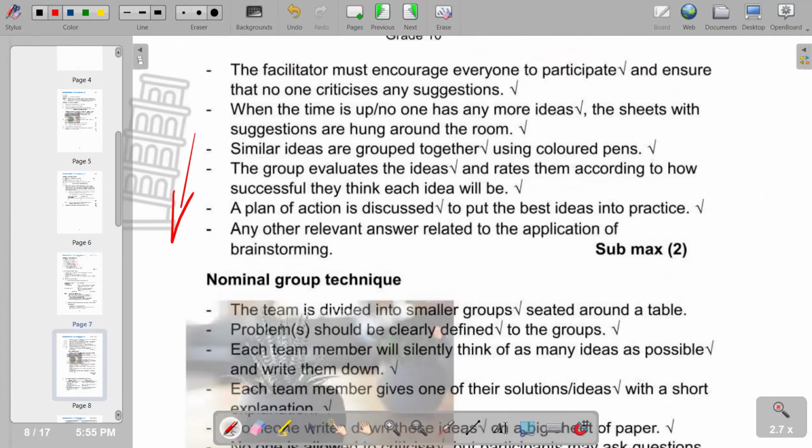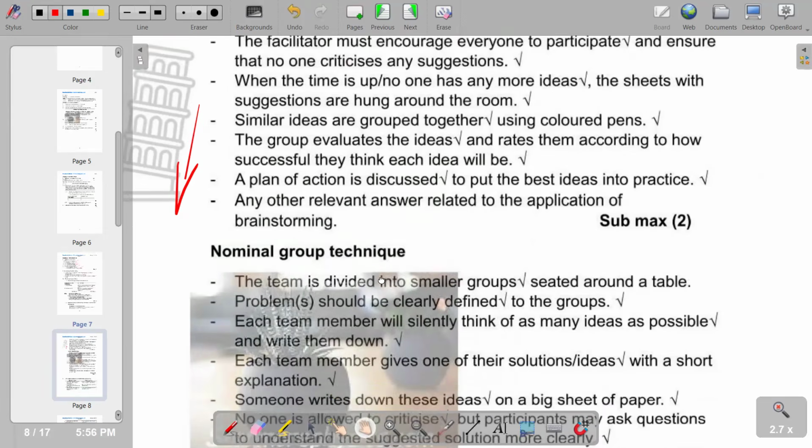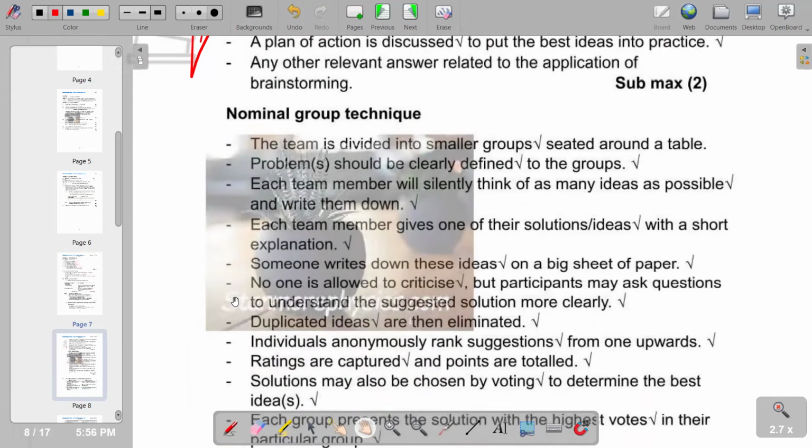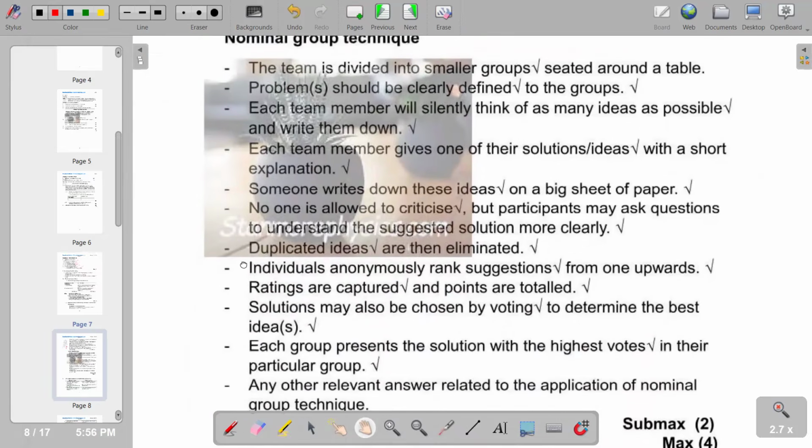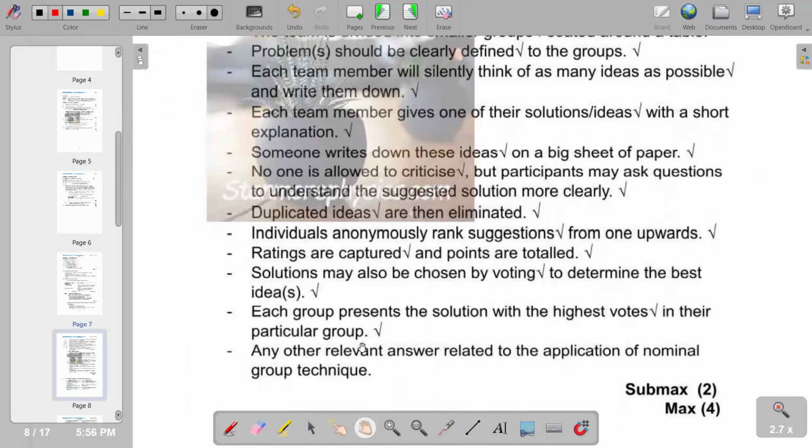And then next, we've got the nominal group technique, where the team is divided into smaller groups, seated around the table. The problem should be clearly defined to the groups. Each team member will silently think of as many ideas as possible and write them down. Each team member gives one of their solutions or ideas with a short explanation. So this is what we have, and there is a continuation of other points that we can also include in terms of nominal group. Remember, it only requires 2 marks on nominal group and 2 marks on brainstorming.